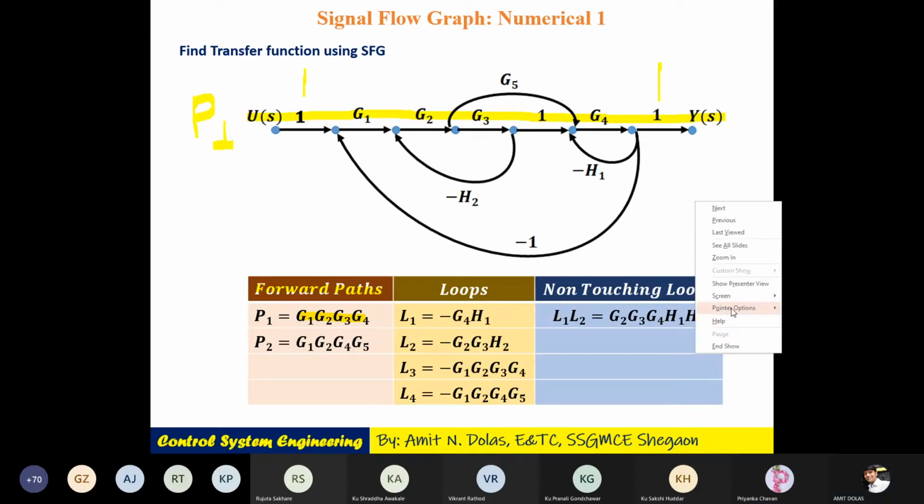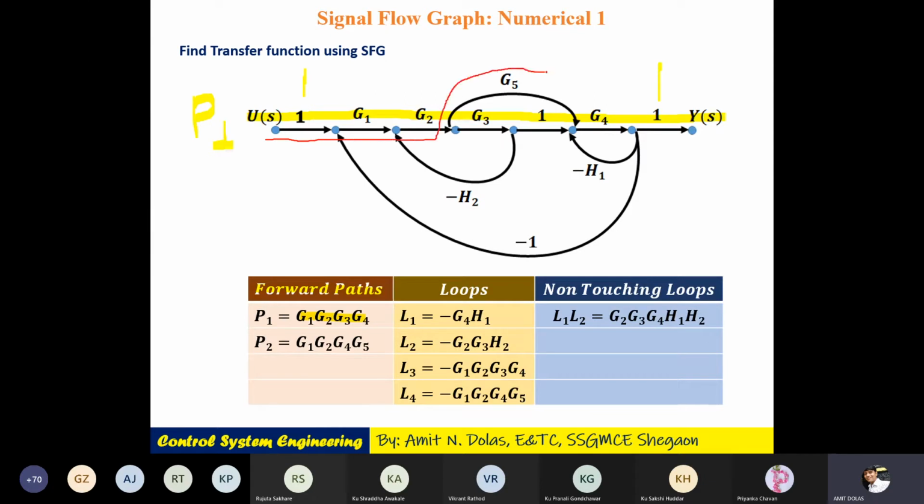Another path: I can go by this path, that is input 1, then G1, then G2, then I may jump here through G5, then go to G4 and the output. This will be another path. Of course, I will mark that P2: G1, G2, G4 and G5.